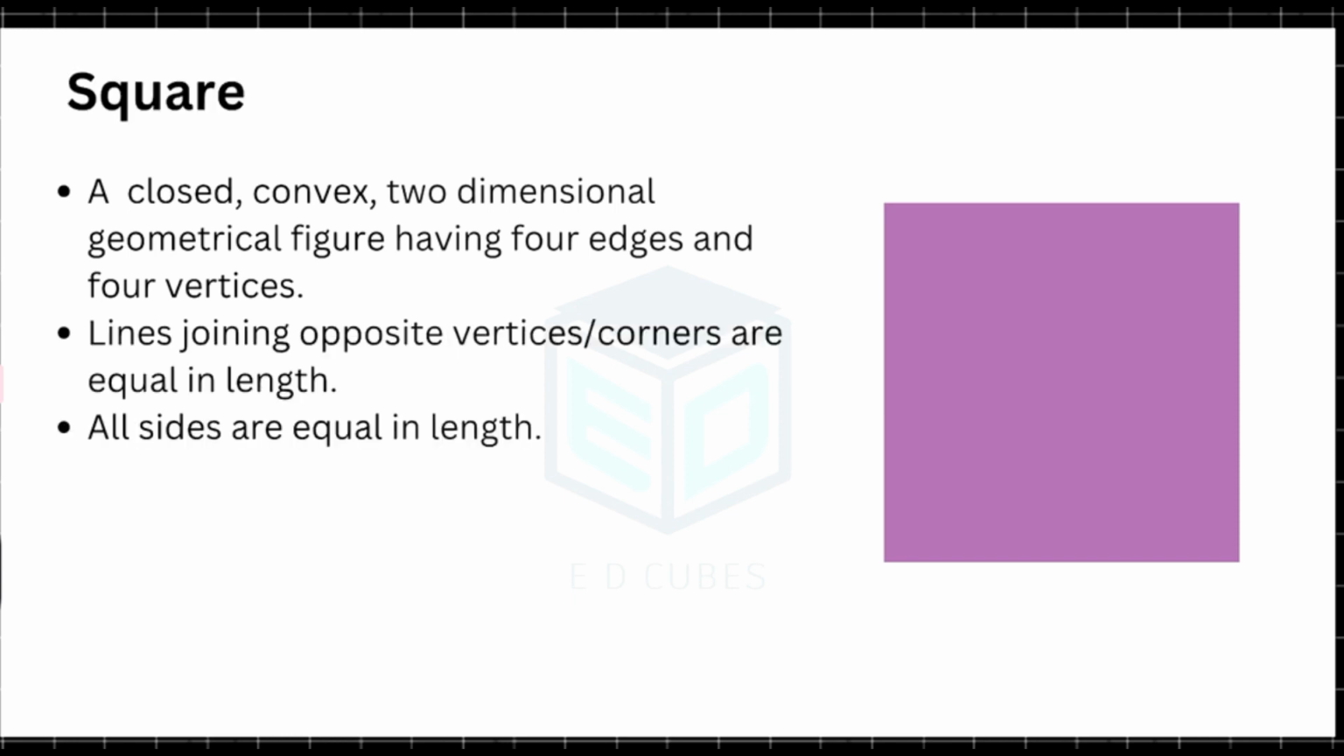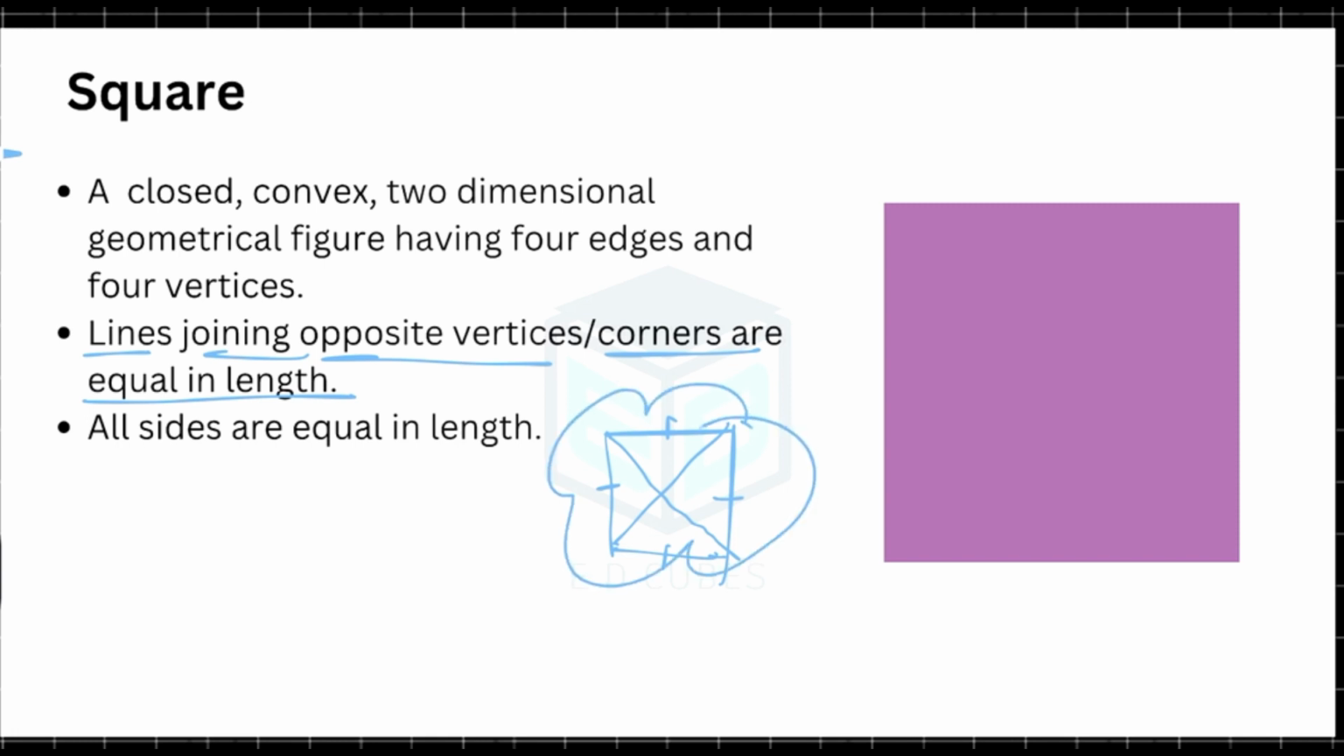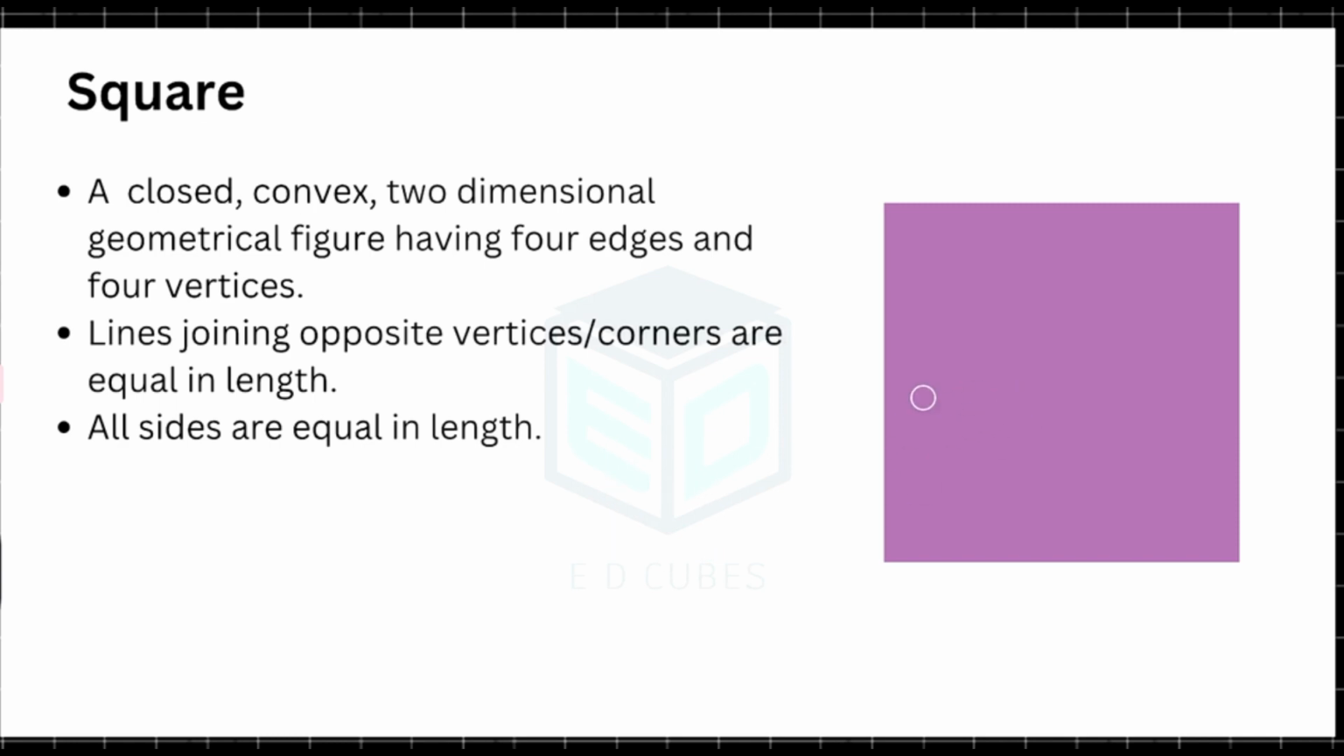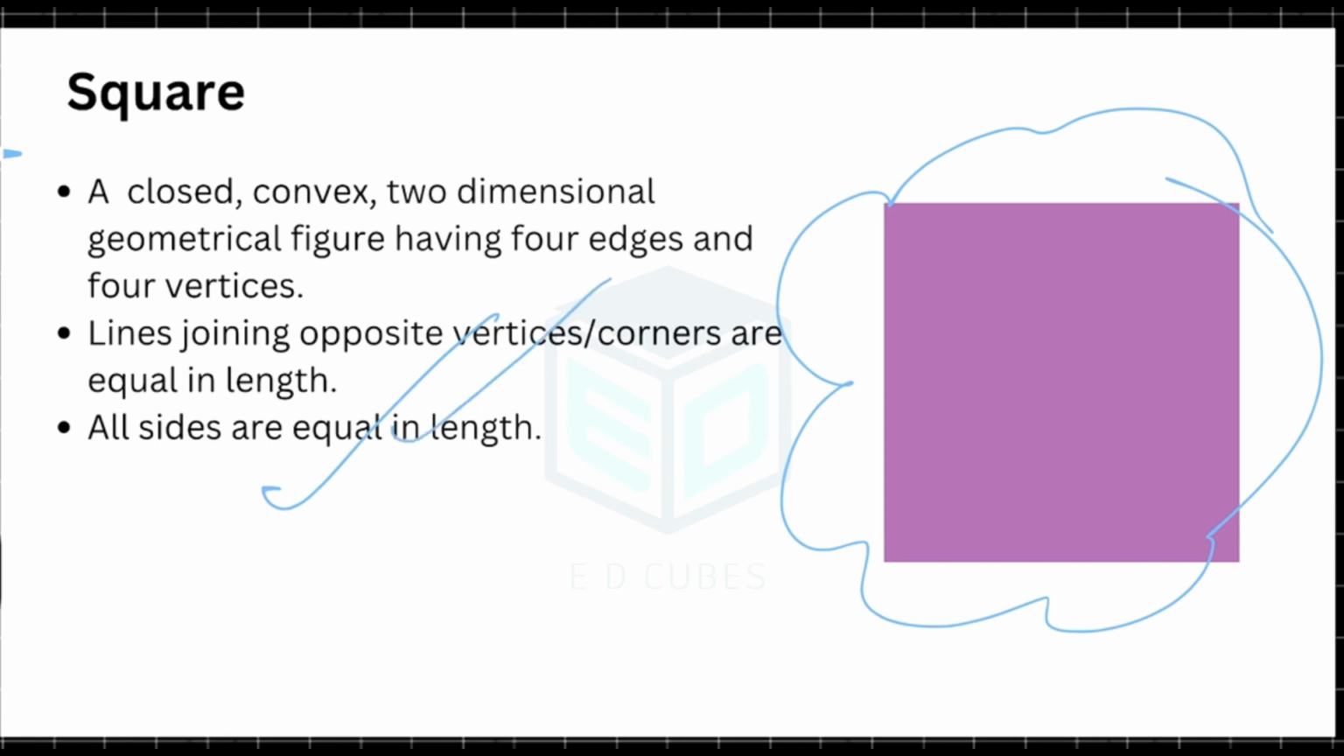Now what are we going to add? We are going to add that the lines joining opposite vertices or corners are equal in length. Now if you draw a closed convex two-dimensional geometrical figure having all sides of equal length and the lines joining opposite corners also equal, we'll get a figure something like this. That means this is the complete definition of a square. Square is something which looks like this. Clear? And this is how we can tell about it.